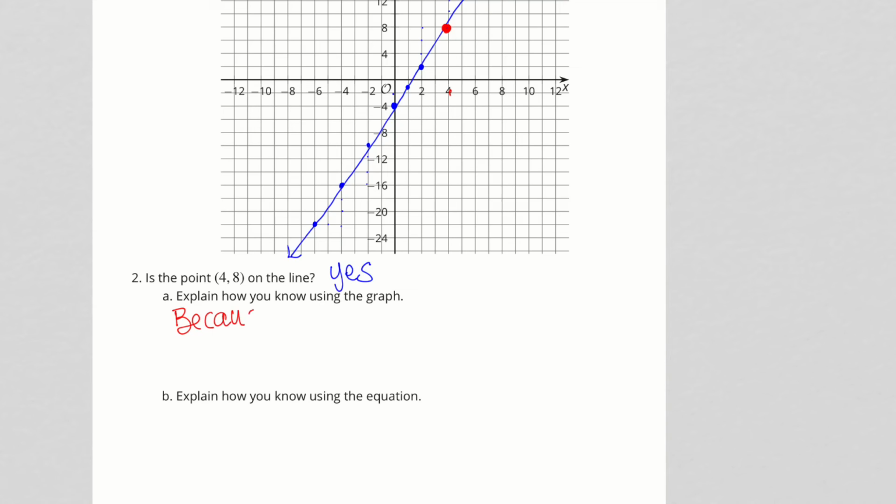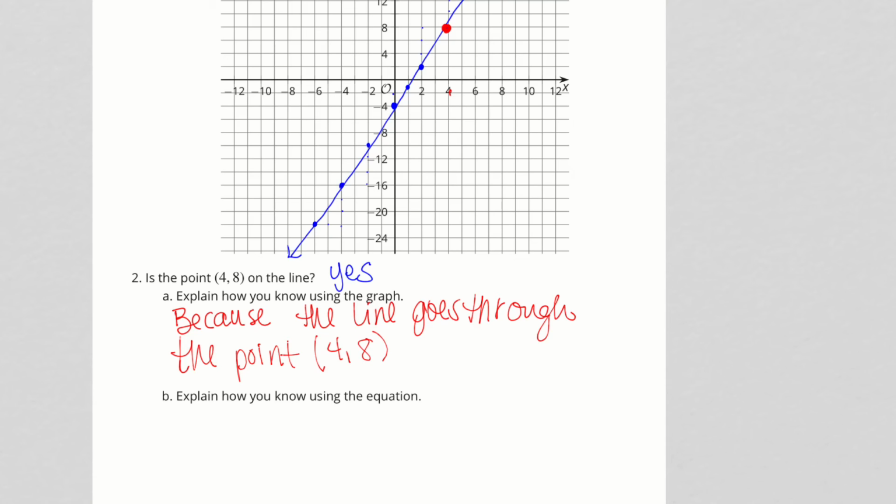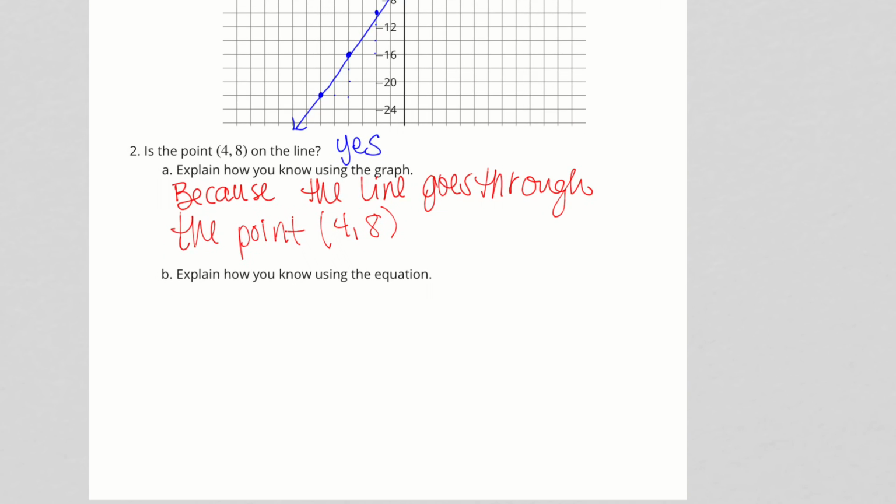because the line goes through the point 4, 8. Explain how you know using the equation. What can we do?